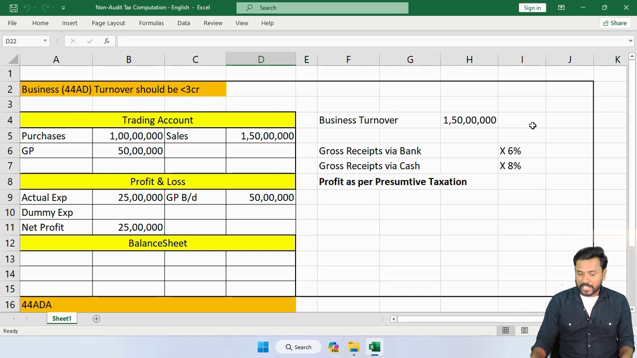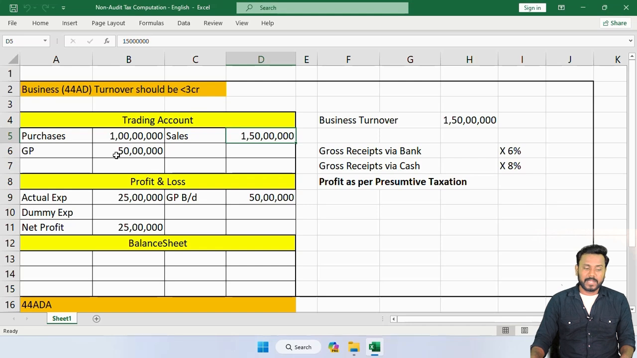Before taking you to the computation process, let's understand what the original case is. Just imagine this is an original case. There is a client who is running a business. In the financial year, he purchased a total of 1 crore of stock, and that stock was sold at the value of 1 crore 50 lakhs, with an addition of 50 lakhs profit. So 1 crore cost price, 1 crore 50 lakhs sale price. So the turnover is less than 3 crore, so he will be eligible for the presumptive taxation scheme.